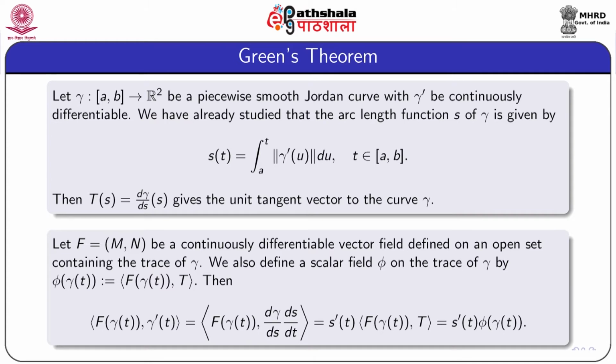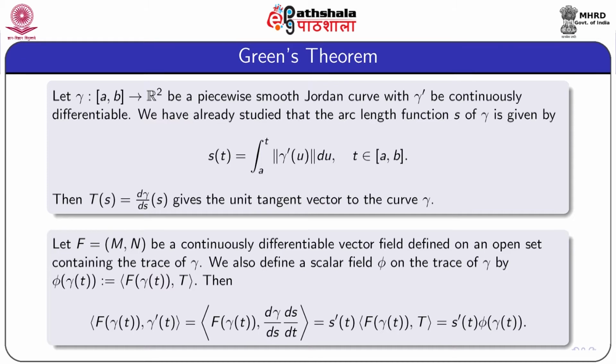Next, we shall consider the geometric interpretation of this result. Let gamma from [a, b] to R2 be a piecewise smooth Jordan curve with gamma dash continuously differentiable. We have already studied that the arc length function s of gamma is given by s(t) equals the integral from a to t of the norm of gamma dash (u) du, where t comes from [a, b]. Then T(s) equal to d gamma by ds gives the unit tangent vector to the curve gamma.